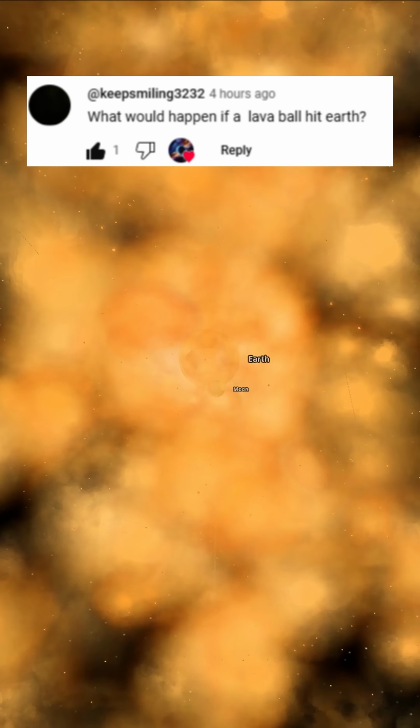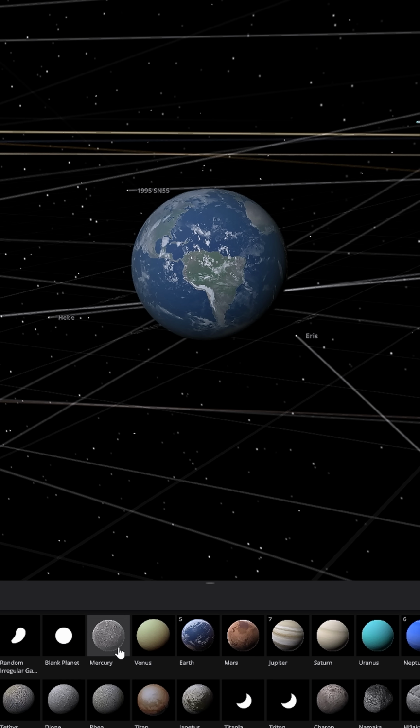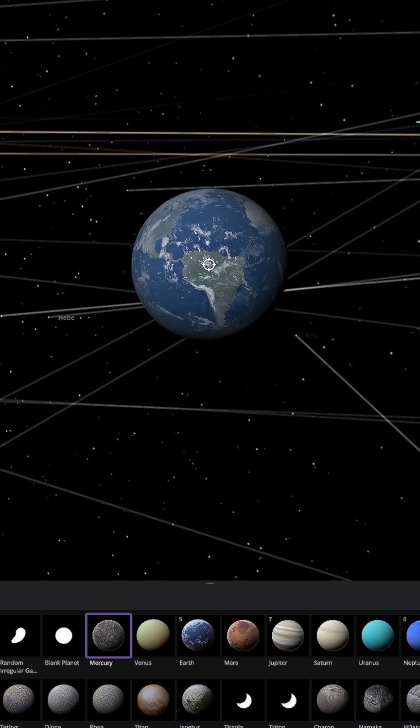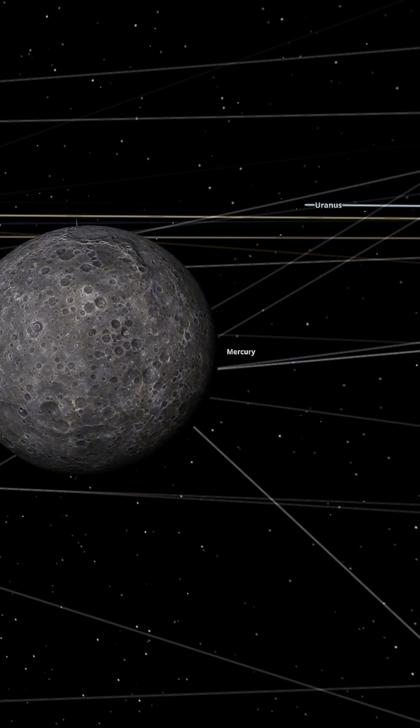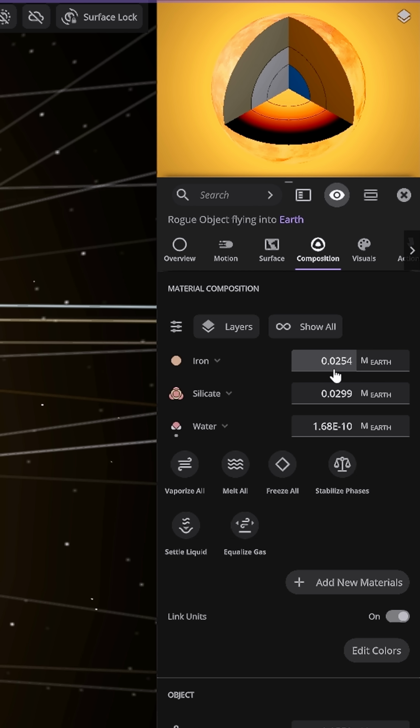What would happen if a lava ball hit Earth? All right, lava is made of molten rock, primarily composed of silicate minerals, molten iron, and other elements at high temperatures around 2000 degrees. I made Mercury extremely hot, as you can see. All good, now let's hit Earth with this giant lava ball.